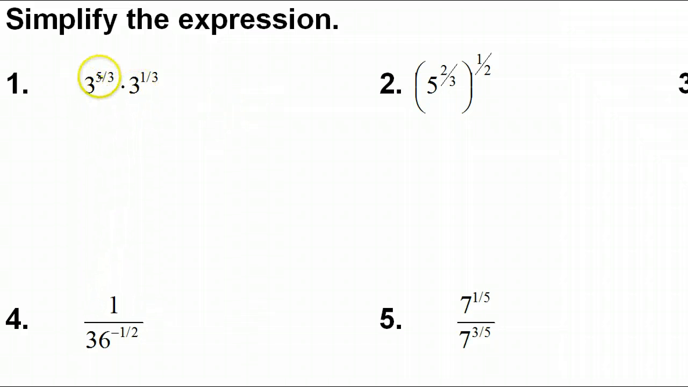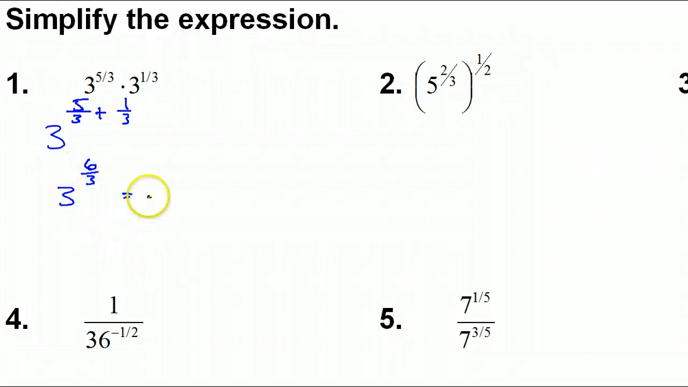All right, so the deal is this. If the bases are the same, you can add or subtract the exponents. So here the bases are the same, so we can add the exponents. So I'm doing 5 over 3 plus 1 over 3. So 5 over 3 plus 1 over 3 is 6 over 3. And so that is 3 to the second power, because 6 divided by 3 is 2. And that is 9. So the answer to number 1 is 9.